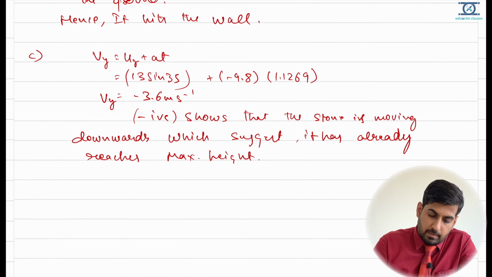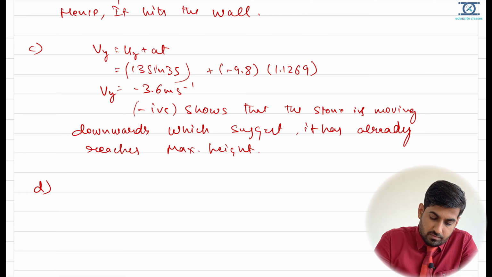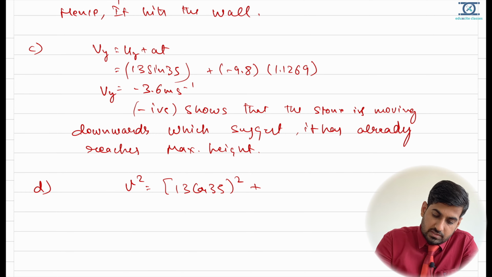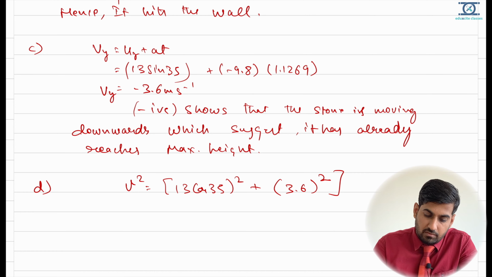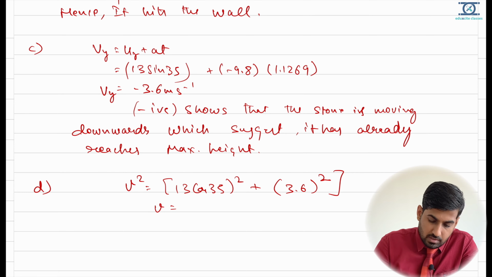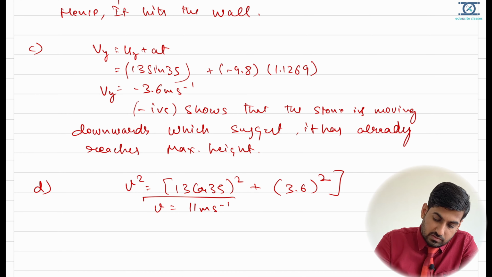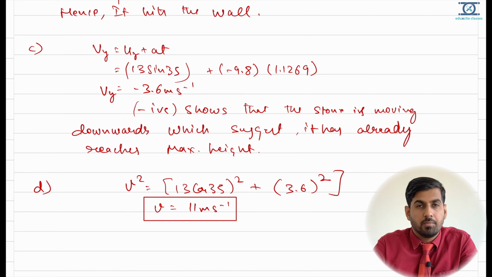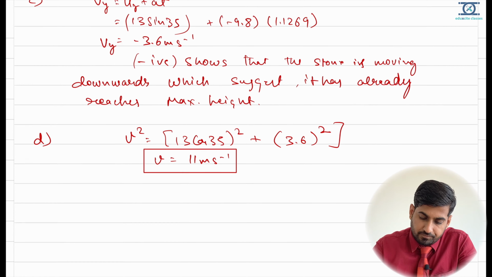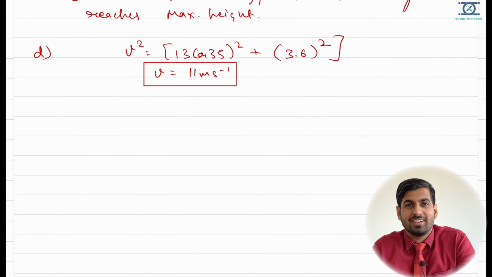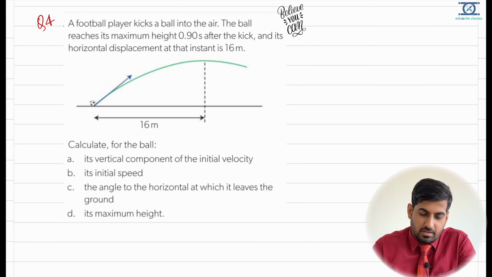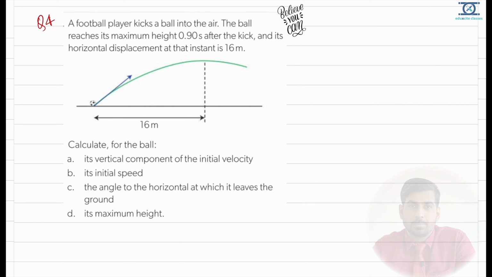So again you can find out, let us say v square, ux will remain the same, which is (13 cos 35) square plus 3.6 square, we have already calculated when it hits the wall, vertical velocity. So if you solve for this, you will get v as something around 11 meter per second. So that will be your answer for D part simply. Okay. So I hope it is quite clear. If you have any problem, just let me know. Now just pause the video for question number 4.